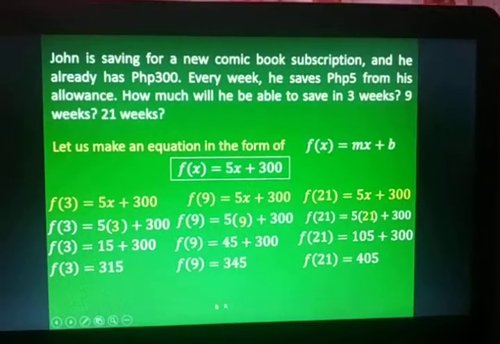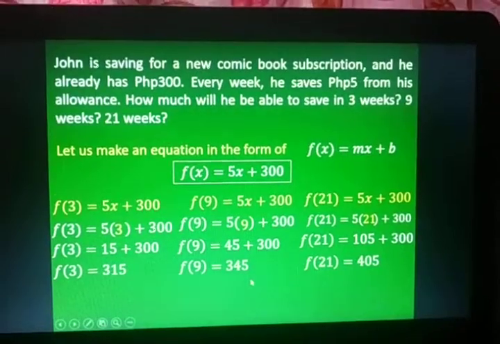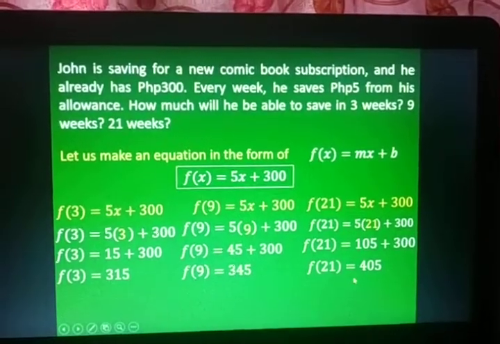There you go. In 3 weeks, 315 pesos. After 9 weeks, that's 345. After 21 weeks, 405.